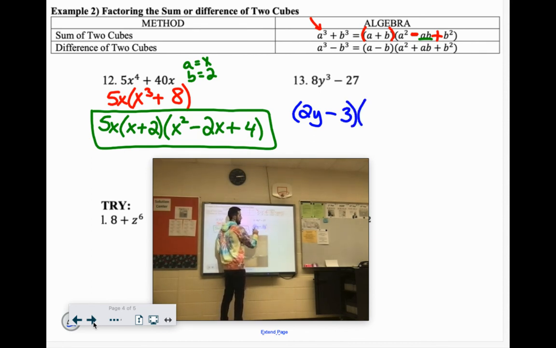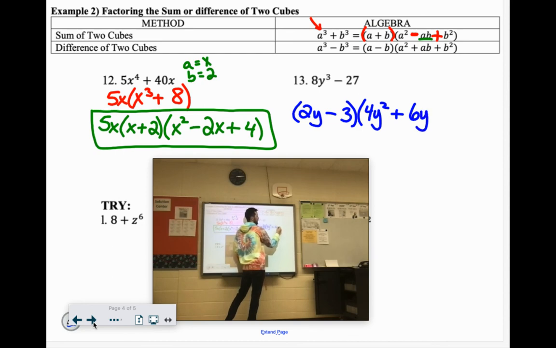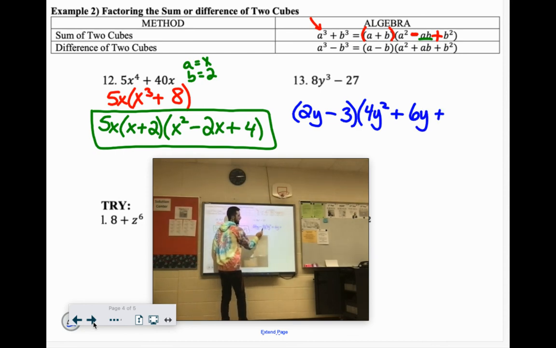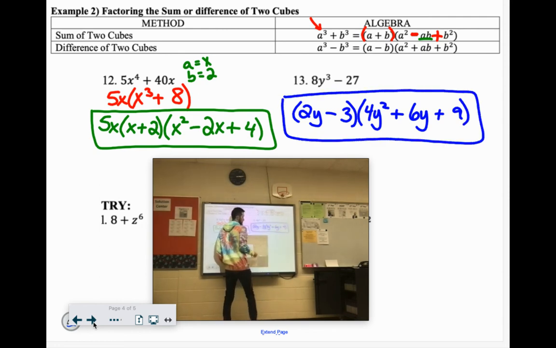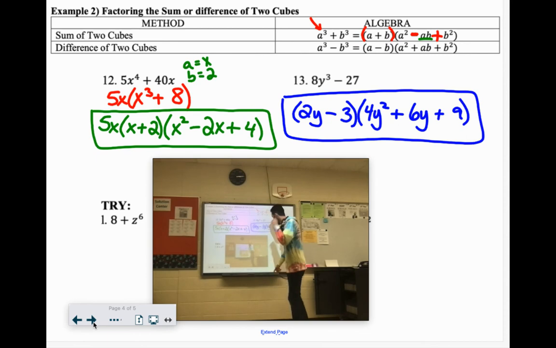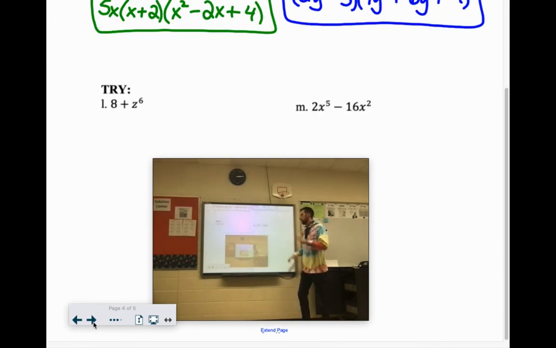Second set of parentheses, you square the first term. 2y times 2y is 4y squared. You change the sign, multiply them together. That would give you 6y. Always put plus, and then you square the last term. 3 times 3 is 9. So a little bit trickier to remember, but once you do a few of them, you'll be just fine.